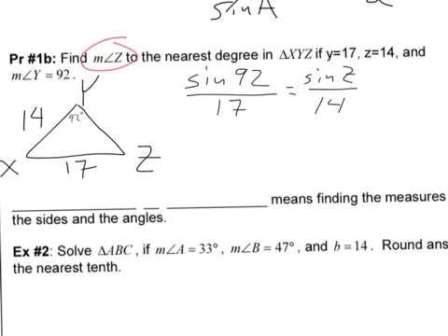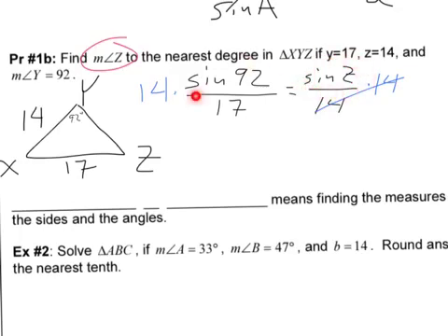Okay, well, we're going to do the same thing we've been doing, multiply both sides by 14. That's something you should know how to do. These things cross out. And now we have the sine of Z equals this whole thing. And so how do we undo this? How do we get the Z all by itself? Well, we have to take the arc sine of both sides.